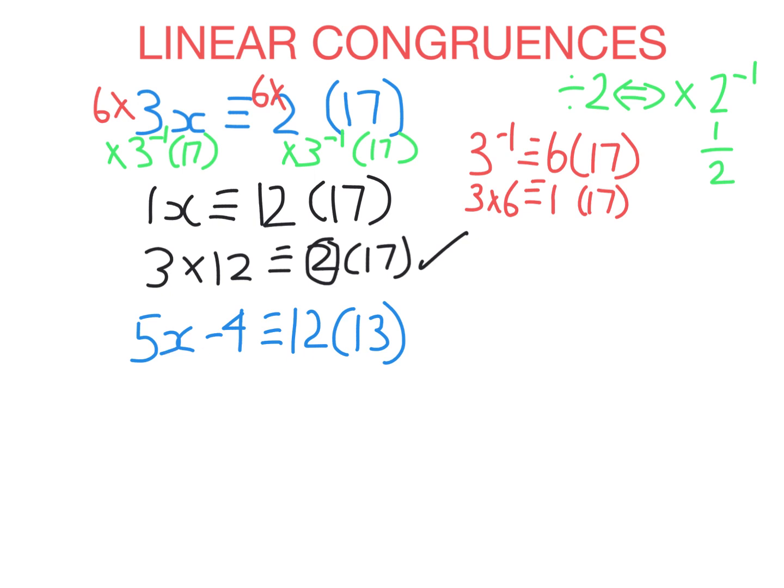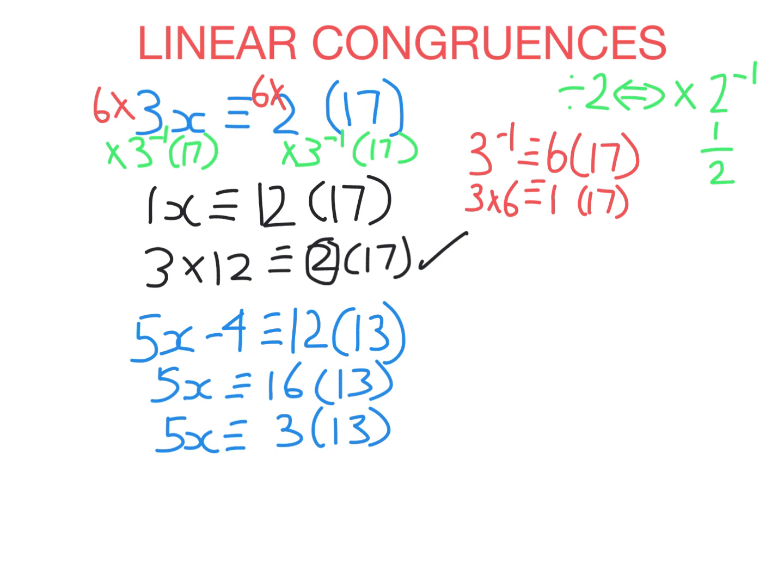All right, let's try this one here. So, like a linear equation, what we're going to do first is add 4 to both sides. So 12 plus 4 is obviously 16, but 16 is equivalent to 3 in mod 13. So I get 5x is equivalent to 3 mod 13. So now I want to undo timesing by 5. So how do I do that when I can't really divide? I'm going to times each side by the inverse of 5 modulo 13.